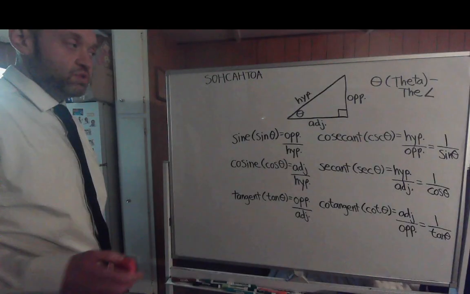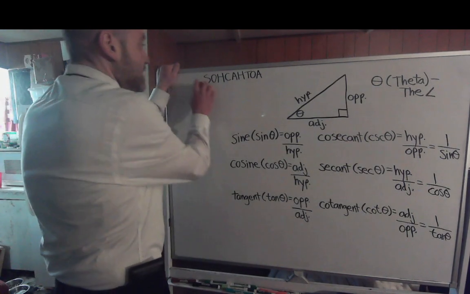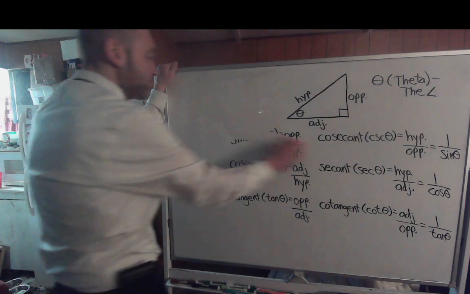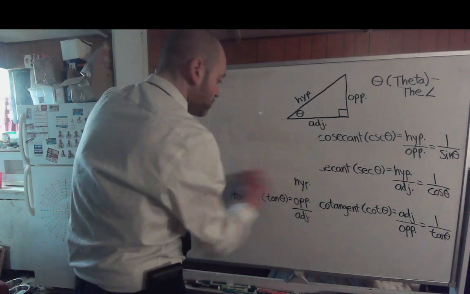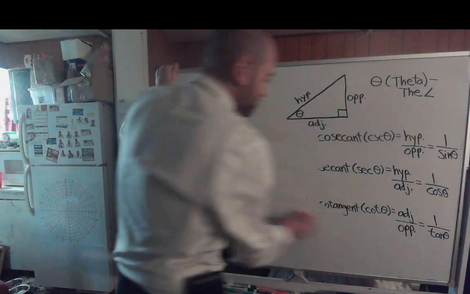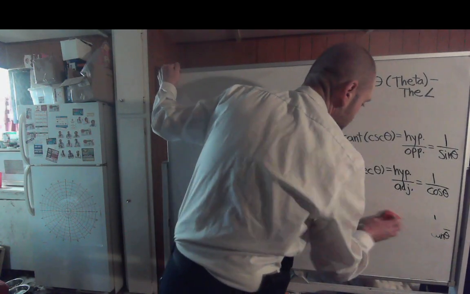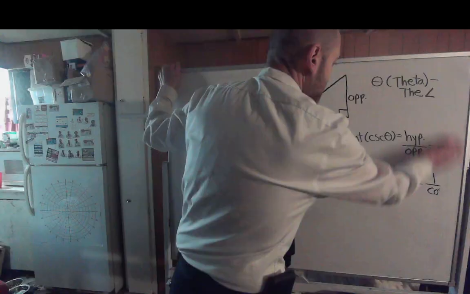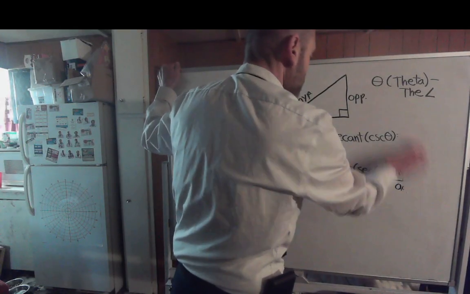So we're going to do some practice examples today. We're going to start out with some examples here. We're going to find the value of the 6 trig functions for each of the triangles we're doing.